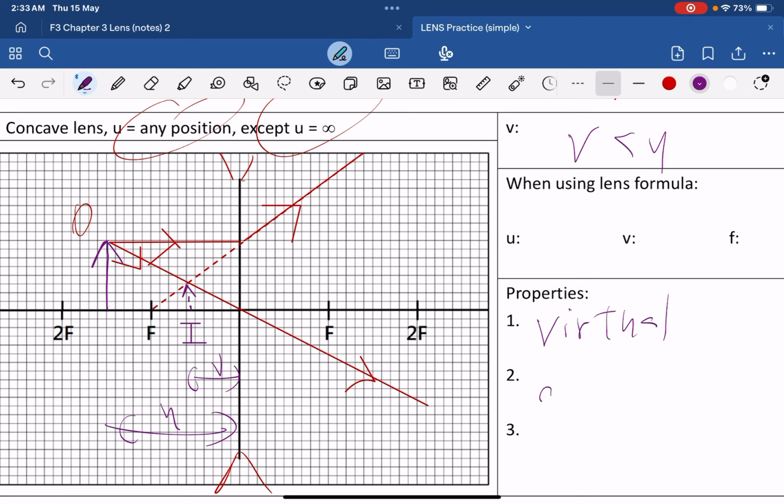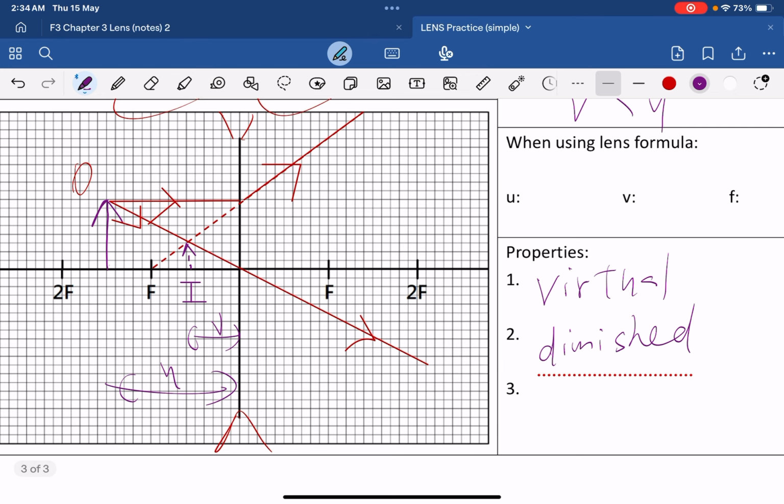You give a diminished image, because we see the size of the image is smaller than the size of the object. Okay, diminished. And also it's pointing up, so erect. It's not inverted, it's erect.